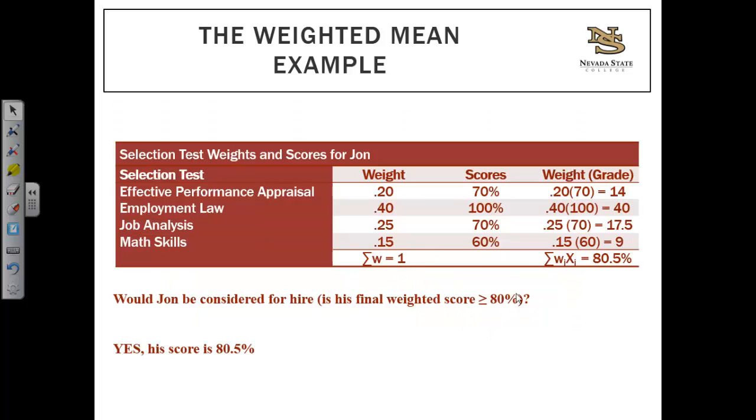So if you look at this, just like we did before, you take each weight, multiply it by its respective score. And so you take 0.20 times 70, 0.40 times 100, 0.25 times 70, and 0.15 times 60. Add those values together, and you can see that he ended up just above a passing score. Again, didn't do so well on those other tests, but he did do amazingly well on the test that makes up for the majority of the points if you compare them to how much weight is given to the other tests.